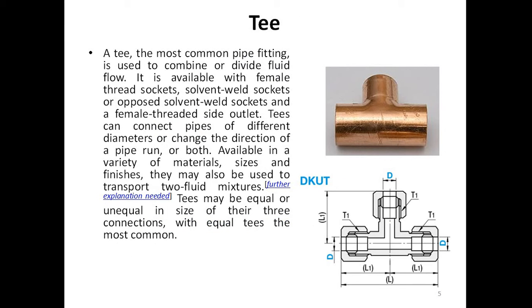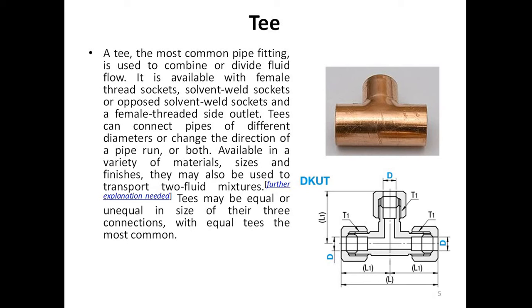Then another important part of pipe fitting is the T. Normally we use a T when we want to divide the flow in two directions, as shown in a photo as well as in an orthographic view. That is, when the incoming pipe is divided into two different sides, the incoming pipe is one, but the flow is divided into two sides.